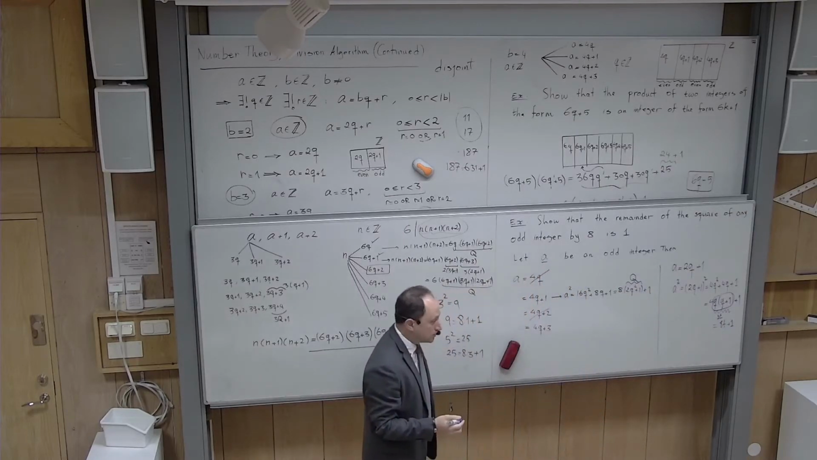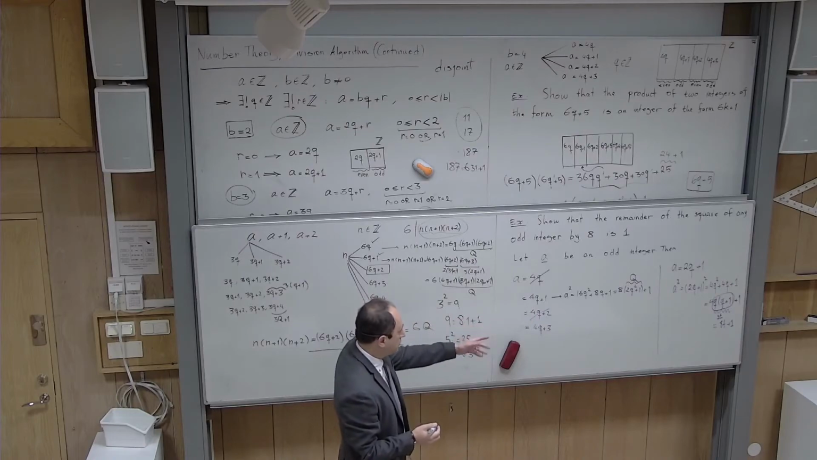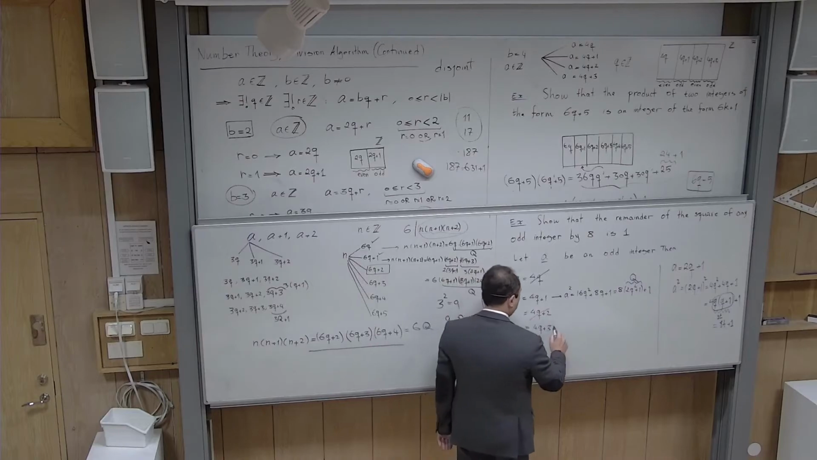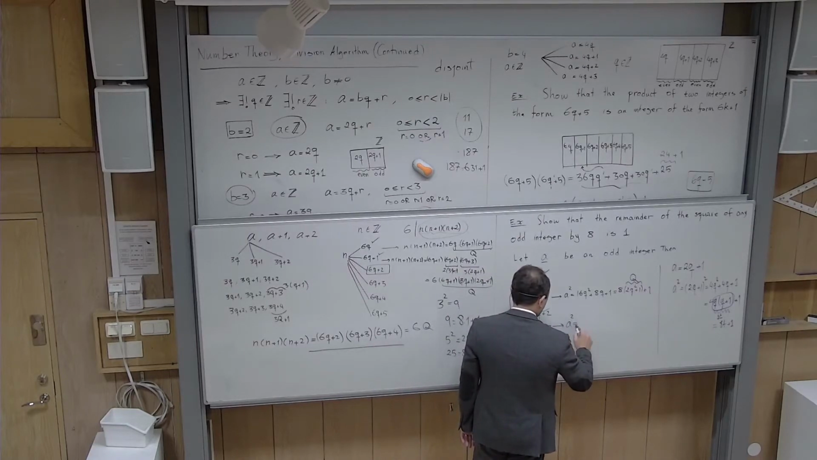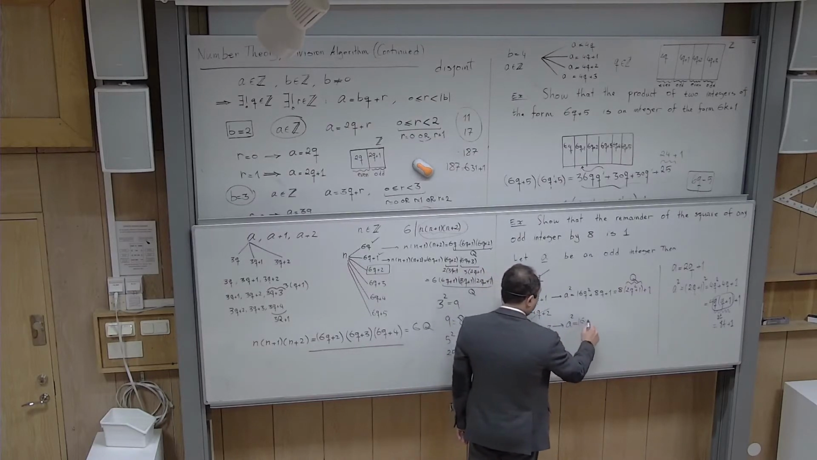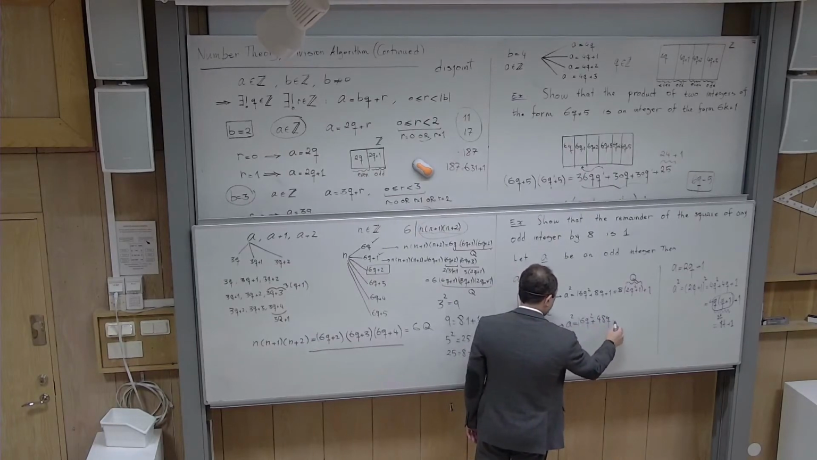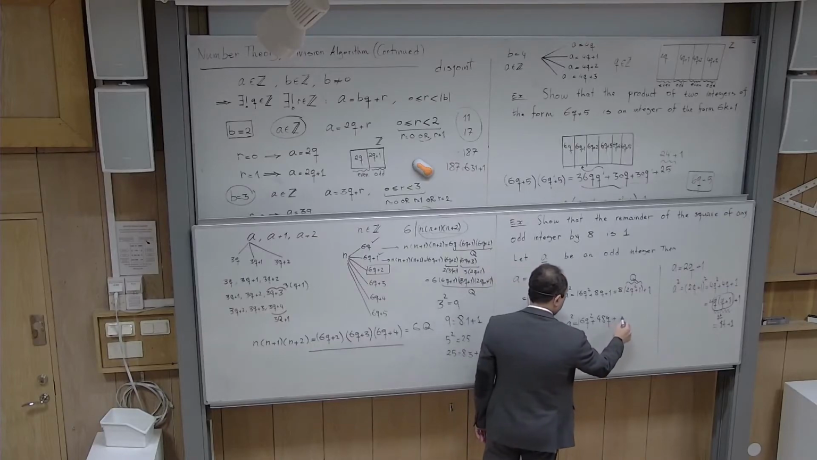But I want you to understand this is not the whole story, because there is another case to consider. Yes? So let me just do that one as well. A squared is the first one squared, 16Q squared. 2 times the first one times the second one is 48Q. And the second one squared is just 9. Yes?